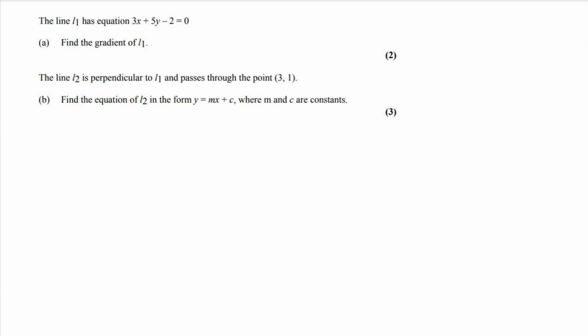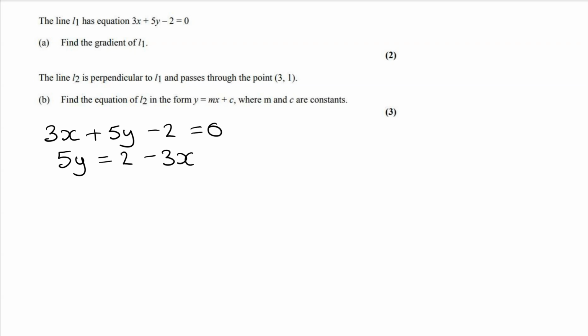Finally, we're going to look at an exam style question. This is in 2 parts. The first part, we're told the line L1 has the equation 3x plus 5y minus 2 equals 0, and we're going to find the gradient of L1. So let's do this part first. This isn't in the form y equals mx plus c, so let's write out the equation and rearrange it into the appropriate form so we can find the gradient.